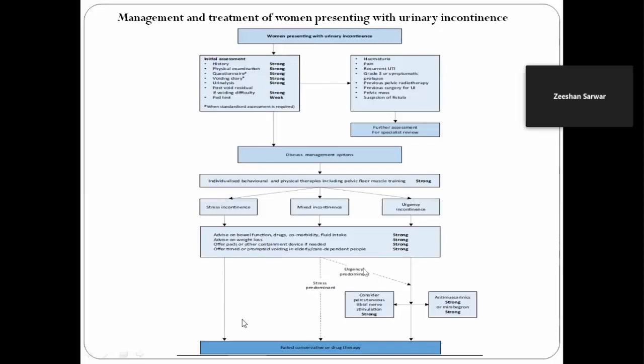If urgency is predominant in mixed incontinence, then start with anti-muscarinic. It is strongly recommended, or mirabegron. And consider percutaneous tibial nerve stimulation.